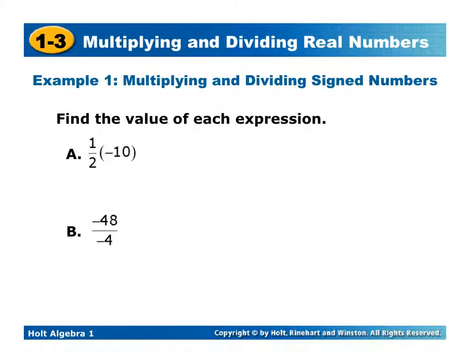So let's look at a couple of examples. So here we have positive 1/2 times negative 10. So we know, since they have different signs, that our answer is going to be negative. And now we can just say half of 10, or if you need to, make it into a fraction, 10 over 1. Would become negative 5.